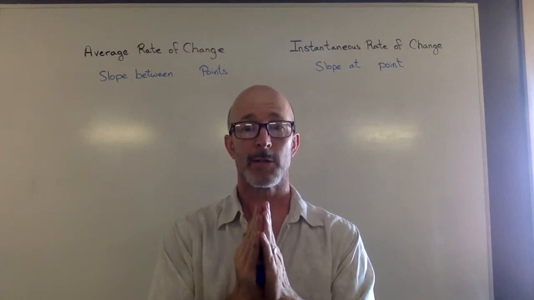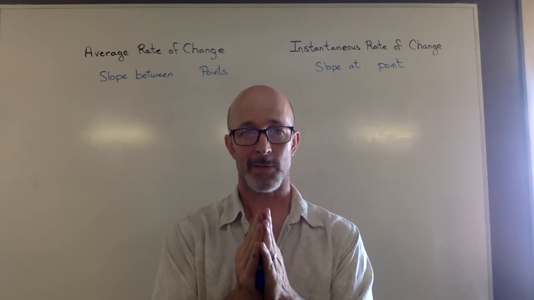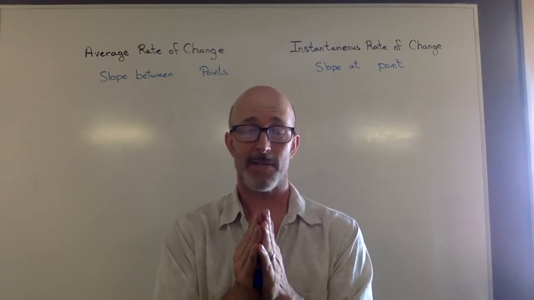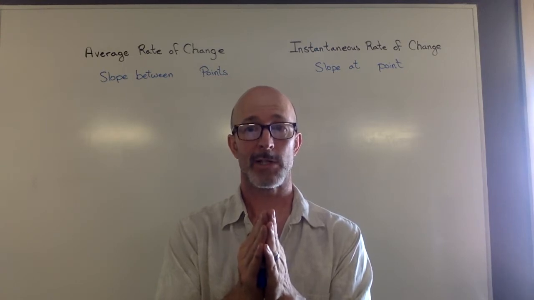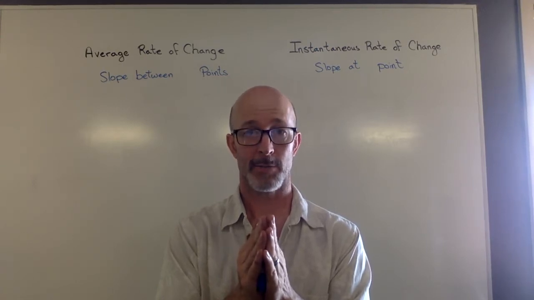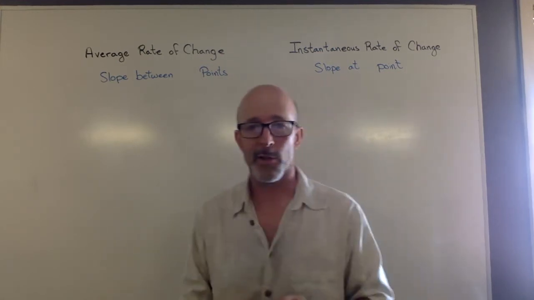I just want to speak a little terminology here. We have two things that are very similar and confuse students quite often, even though they're pretty easy. One is called the average rate of change. One is called the instantaneous rate of change. It's this simple. Rate of change is just another way of saying slope.